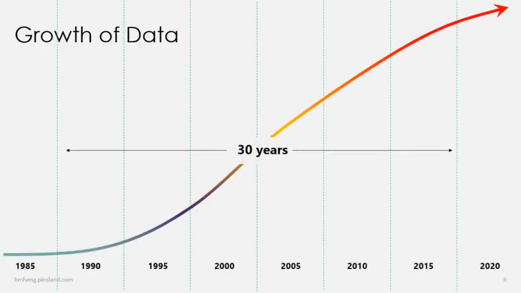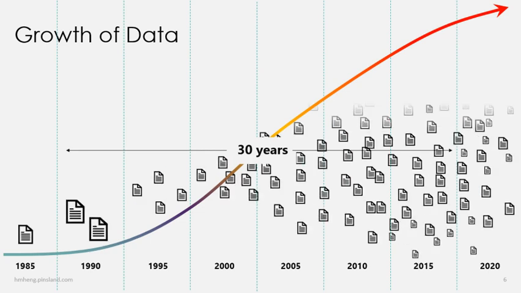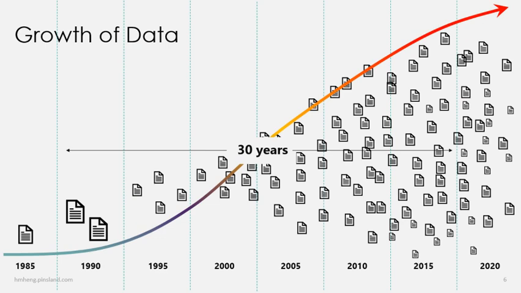Okay, so over the past 30 years, the data has grown very fast and very rapidly. So that's why people started to think how we can use the data even more efficiently. So that's how machine learning comes in.